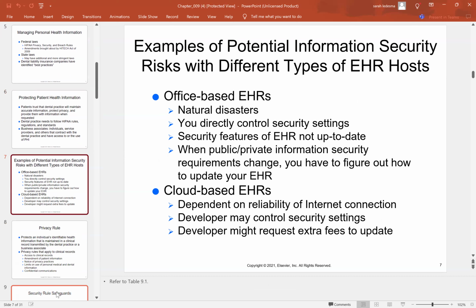Examples of potential information security risks with different types of EHR hosts. Office-based EHRs: natural disasters; you directly control security settings. Security features of EHR are not up to date. When public or private information security requires change, you have to figure out how to update your EHR. Cloud-based EHRs are dependent on reliability of internet connection, and the developer may control security settings. The developer might request extra fees to update.